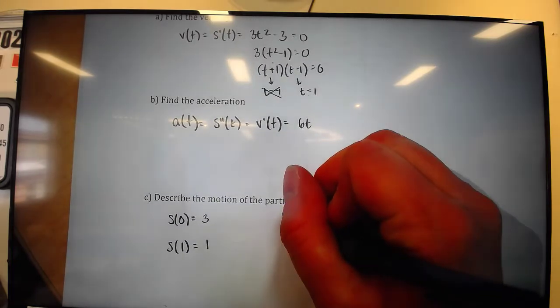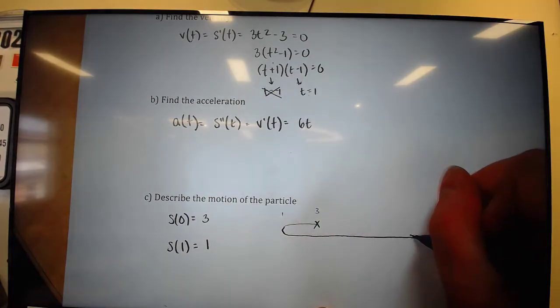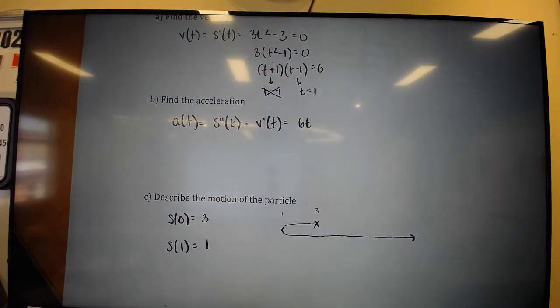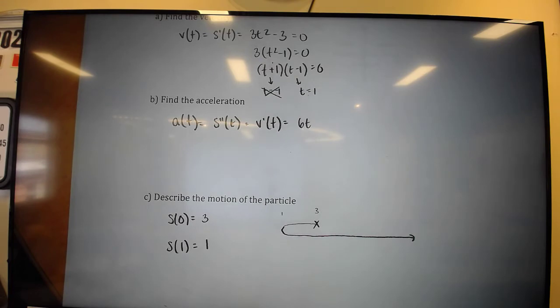So then if I go back down to here, it's going to go something like that. Okay, and it's going to extend that way because it doesn't ever go back to 0. So I know my velocity is positive for the rest of this particle's motion.